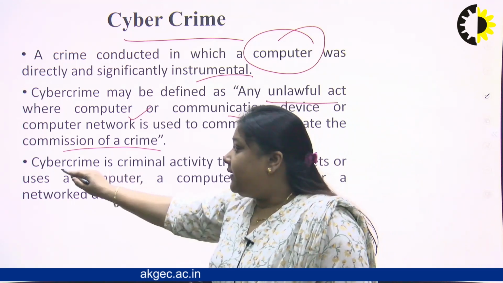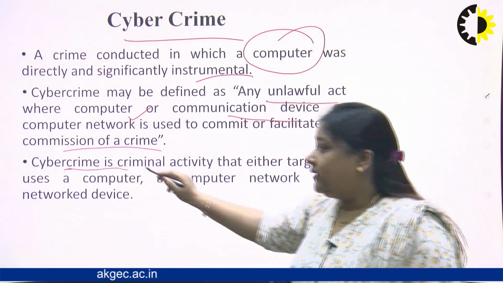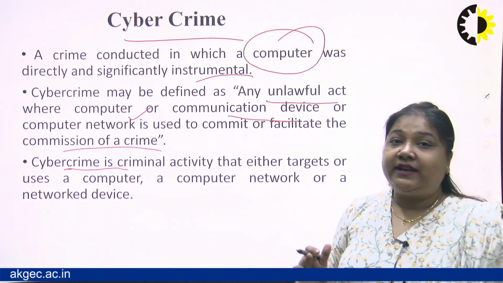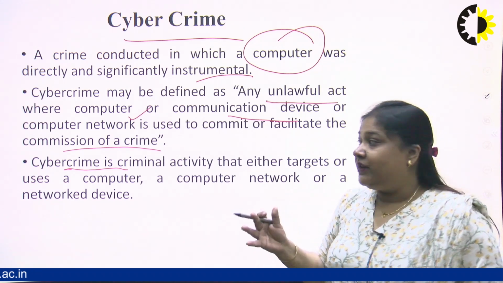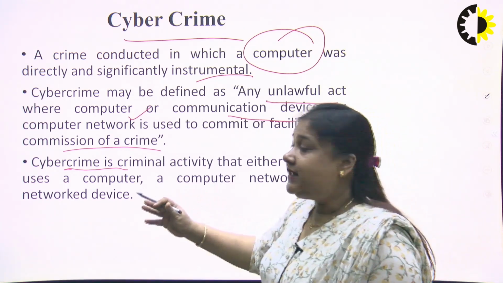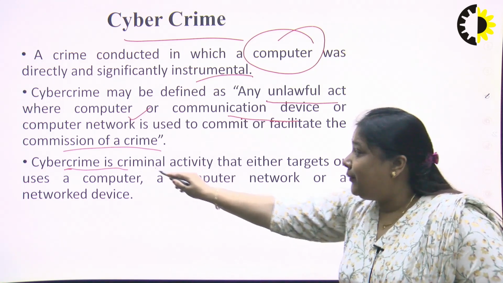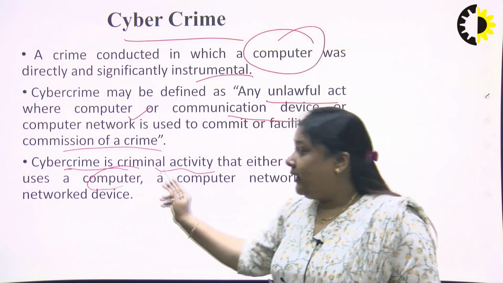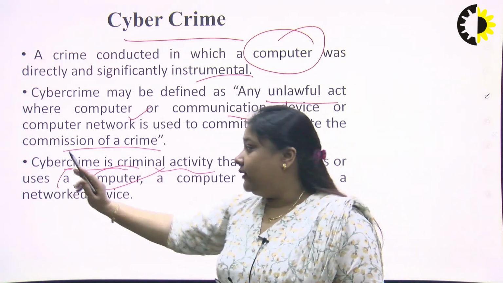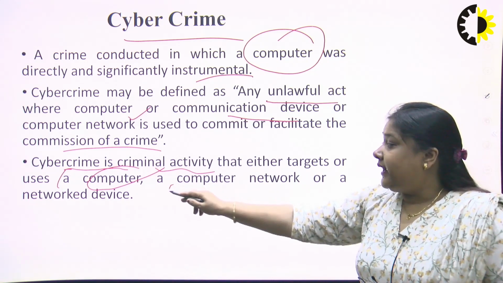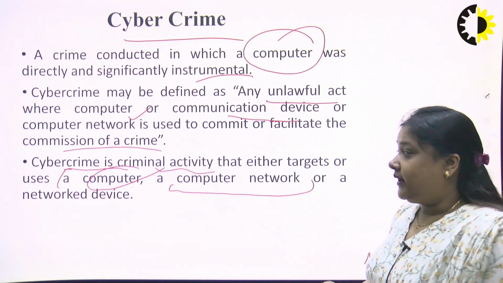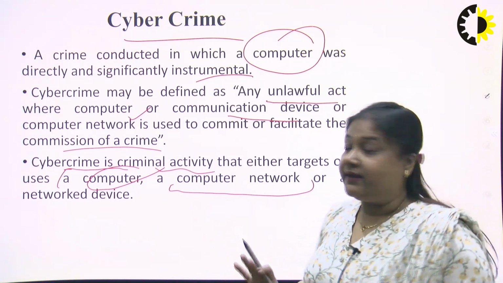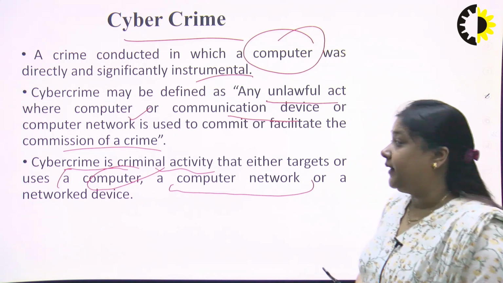In general terms, when we talk about crime, for example murder and extortion, these are crimes that happen in real life. Cybercrime is also a criminal activity, but it targets the computer and is carried out by using a computer. It can hack a computer network, it can disrupt the networking of a computer or the whole internet system. That is cybercrime.